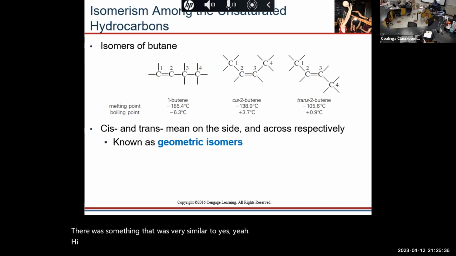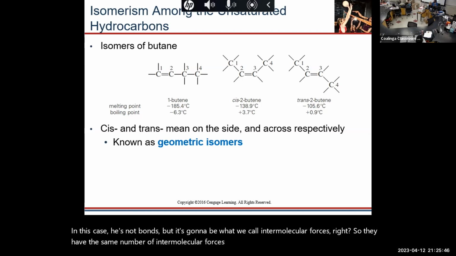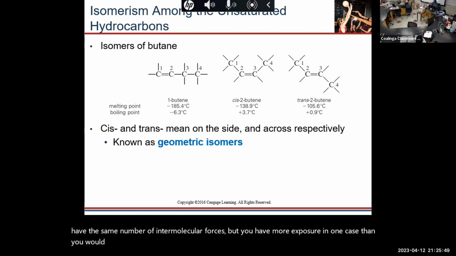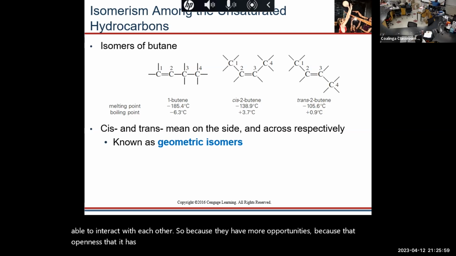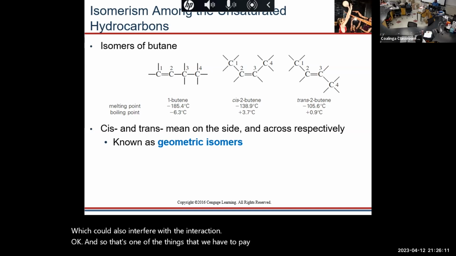In this case, it's not bonds, but what we call intermolecular forces. They have the same number of intermolecular forces, but you have more exposure in one case than in the other, depending on how they're organized and how they're able to interact with each other. The cis has more openness, so more opportunity to interact, whereas the trans can interfere with interaction. So that organization of the structure is something we have to pay attention to.